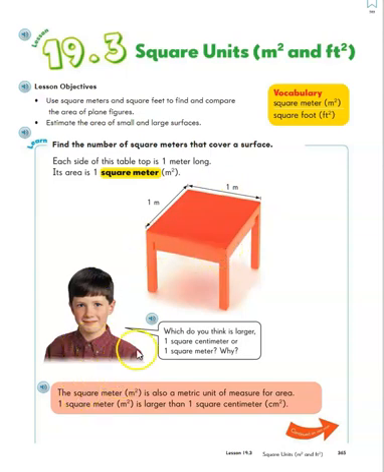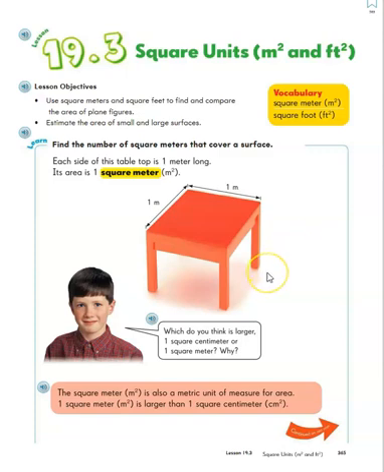Now, our little helper friend is asking us, which do you think is larger, 1 square centimeter or 1 square meter, and why? So, of course, the square meter is much larger than a square centimeter. Think of a centimeter, guys. It's tiny, right? It's about the size of your pointer finger nail. So if you look at your nail on your pointer finger, that's about 1 centimeter, okay?